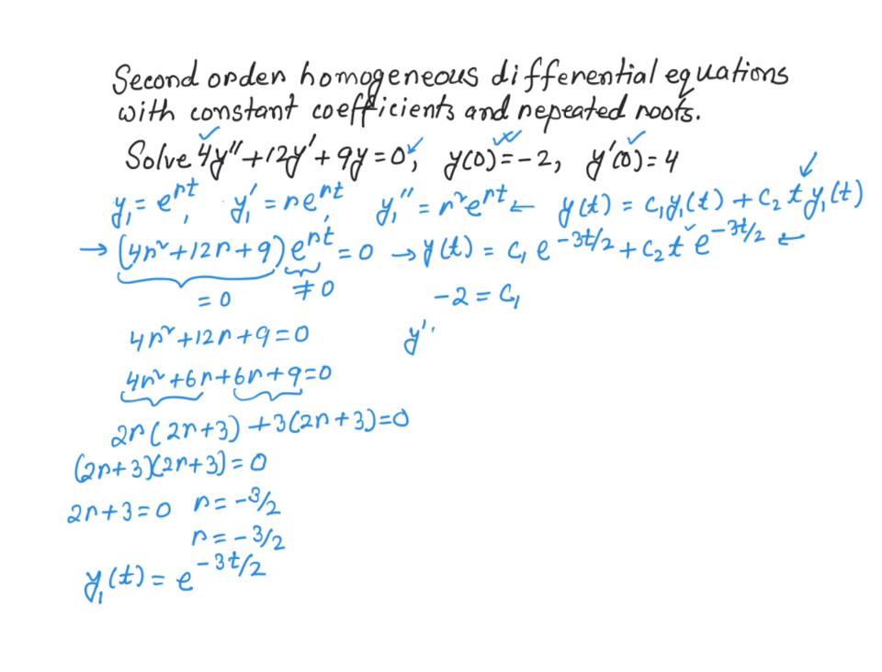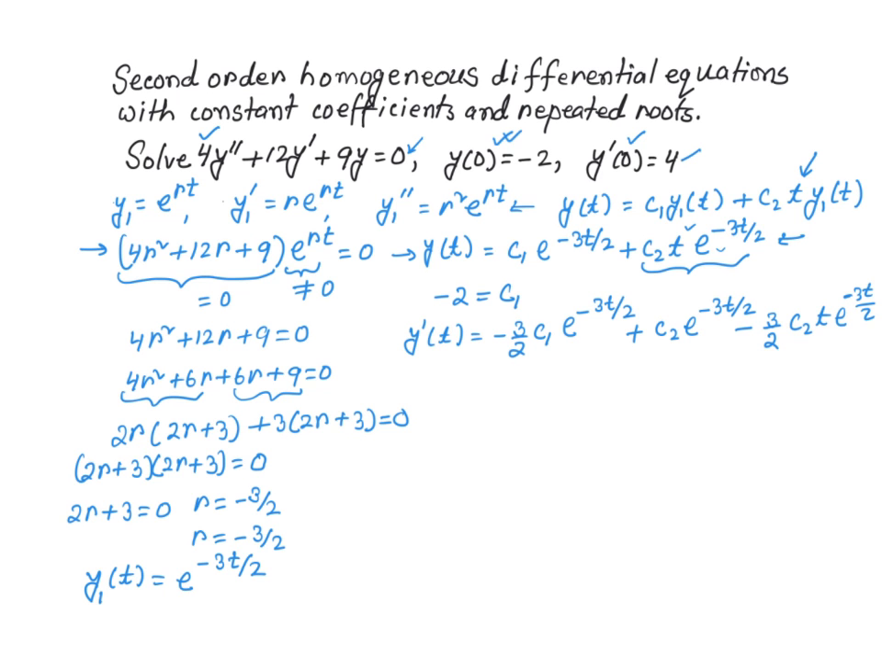Now to find the second coefficient, c2, I have to take the derivative of y. So y'(t) is equal to -3/2 c1 e^(-3t/2) plus, for this one I have to use the product rule. The first term is c2 e^(-3t/2), minus 3/2 c2 t e^(-3t/2). The minus is coming from taking the derivative of e^(-3t/2).